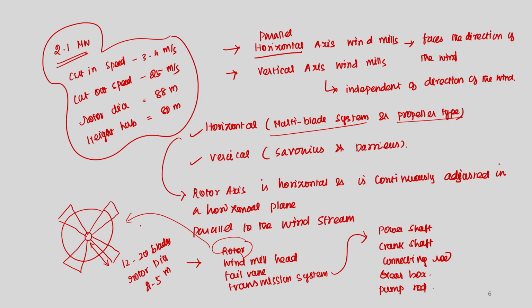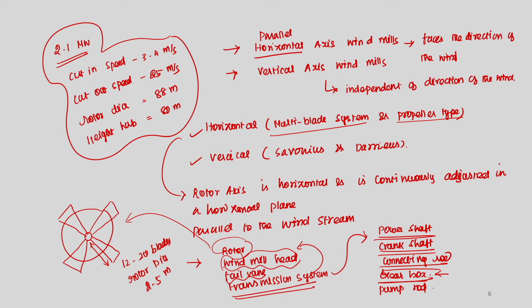this blade system, right. So, then the rotor is connected with the windmill casing, right. We call it a windmill head, and you will have one tail vane at the rear side of the windmill, and then the transmission system. So, this transmission system is mostly kept in this particular casing. So, this has a power shaft and then a crankshaft, connecting rod and gearbox.